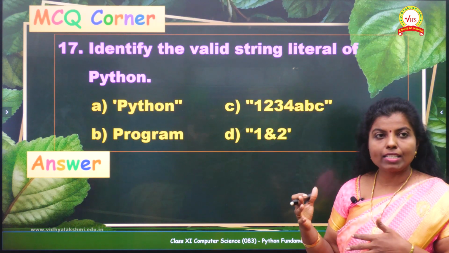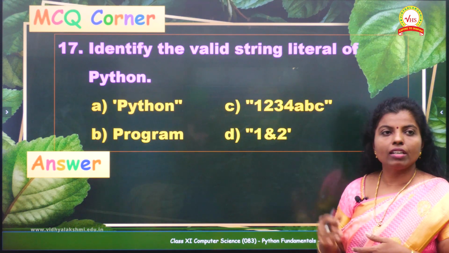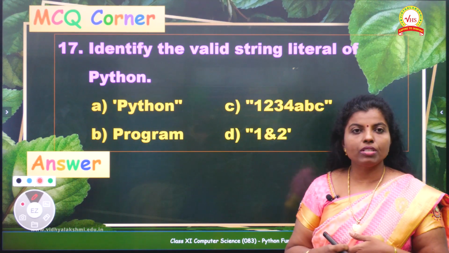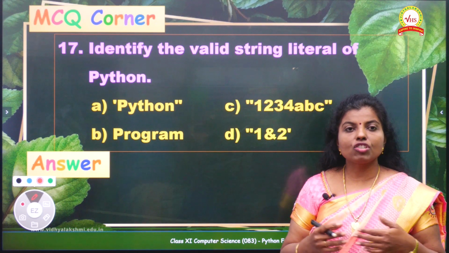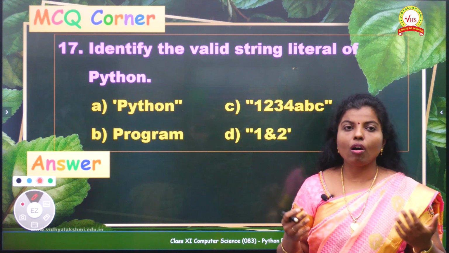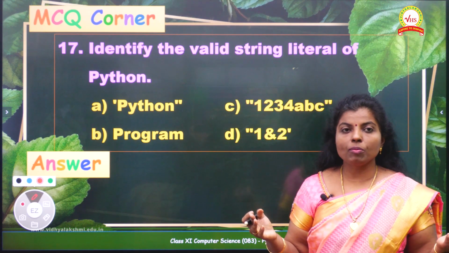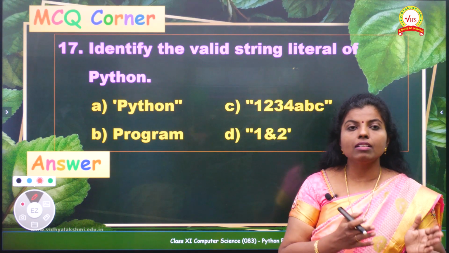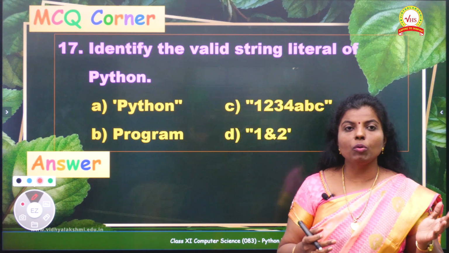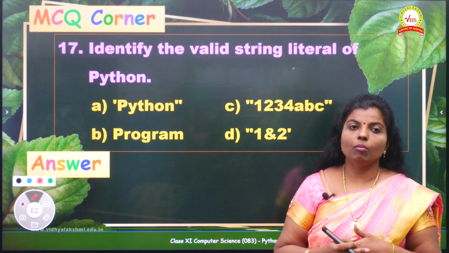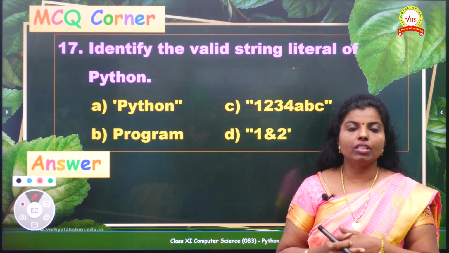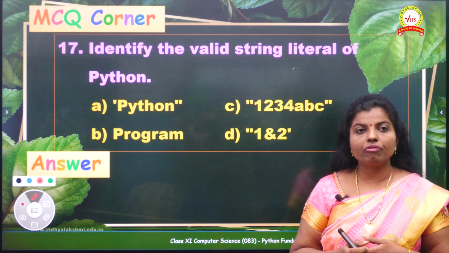Now let us move on to the next question. Identify the valid string literal of Python. We have to identify the valid string literal among the given options. In Python programming, string literals are surrounded within quotes. They may be surrounded within single quotes or double quotes or triple quotes. And one more thing, if it starts with a single quote, it must end with a single quote. If it begins with a double quote, it should end with a double quote. And if it begins with triple quotes, then it must end with triple quotes. So this is the rule of string literals.